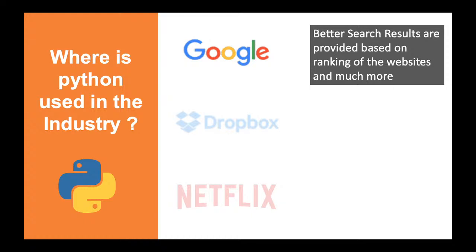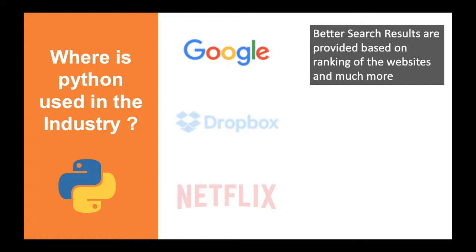The very first and topmost company is Google. It uses Python for better search results. Whenever you go on Google and search for any topic, you get several millions of results in some microseconds. So that is for the better search results you get there.